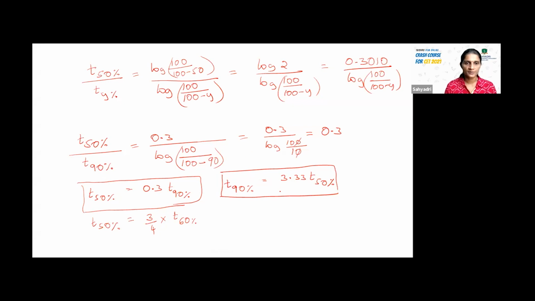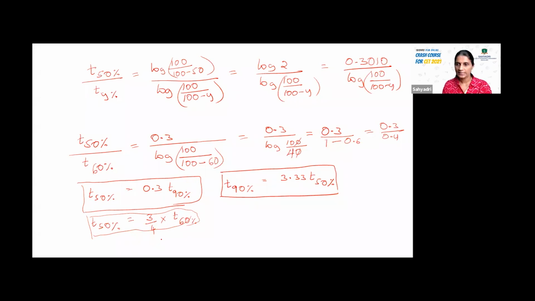See here. I'll do this. Here, I'll change here itself. Suppose it is 60%. What will happen? This becomes 60. 100 minus 60 is 40. Log 10 is 1. Log 4 is 0.6. So you're getting 0.3 divided by 0.4, that is 3 by 4 times T 60%. So you have this another result.